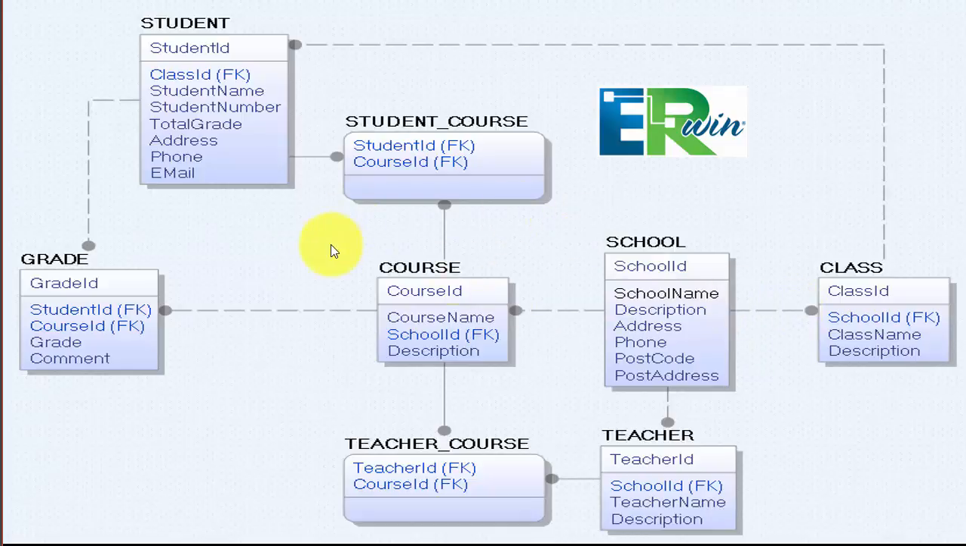Here is the database design we are going to use in this video. It's a school system where we have different schools in this school table, and the schools have different courses and different teachers, and we have different classes, and in each class we have students, and based on different courses they get grades in the different courses, and each student can have multiple courses, and each teacher can have multiple courses as well.